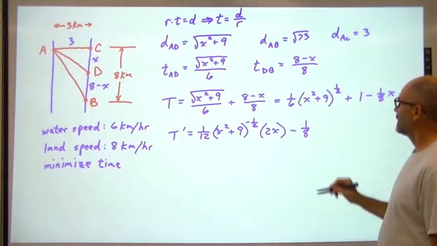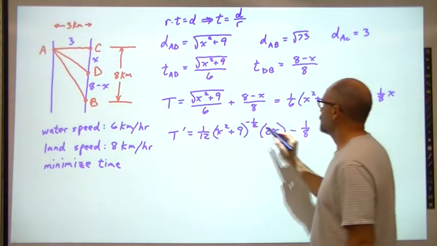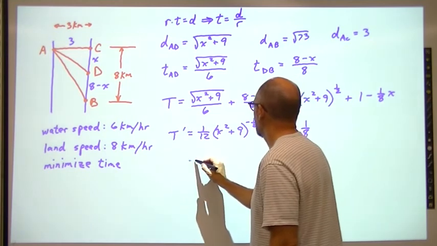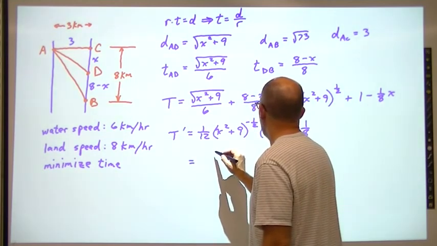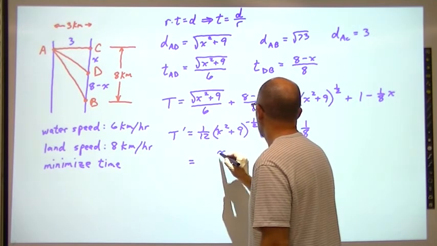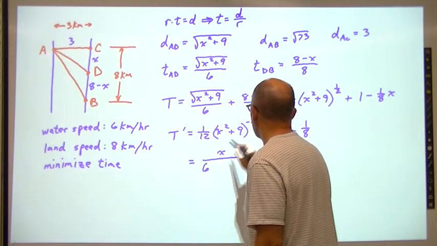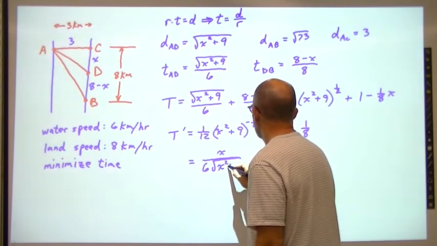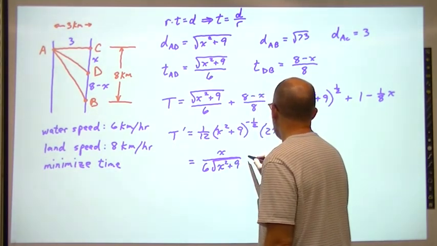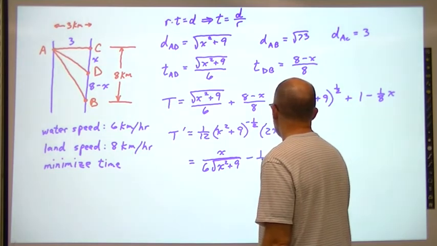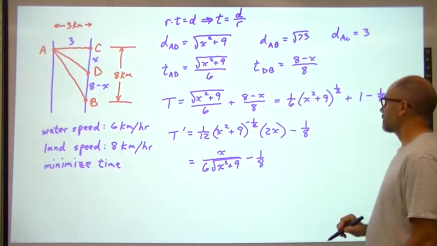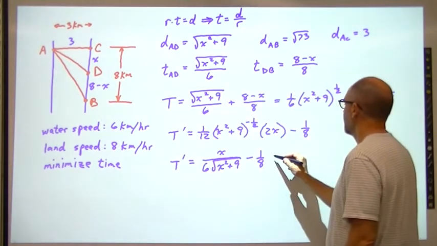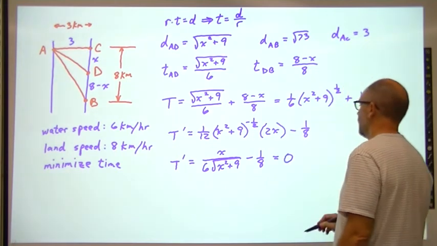So, let's clean this up a little bit. The 2x times 1/12 is going to be x over 6, and then this x squared plus 9 is the square root on the bottom, and then minus 1/8. Now, this is t prime. We want to set t prime equal to 0.